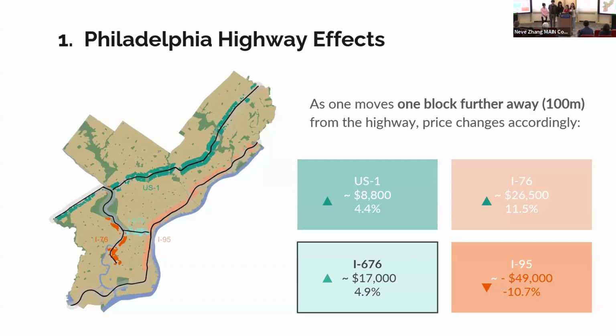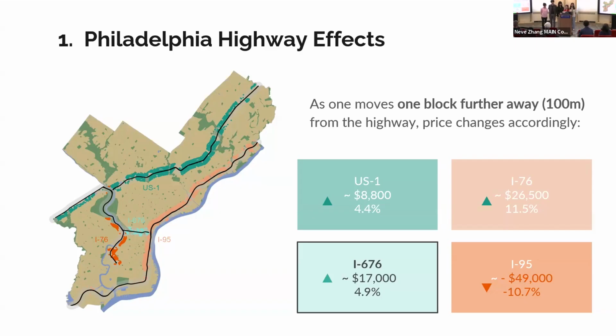For 3 of the 4 main highways of the city, property price increases as one moves further from the highway, ranging from a 4.4 to 11.5% change per block. This is consistent with literature which states that in urban areas, property prices tend to increase as one gets further away from the highway because of air and noise pollution and barrier effects caused by the highway.